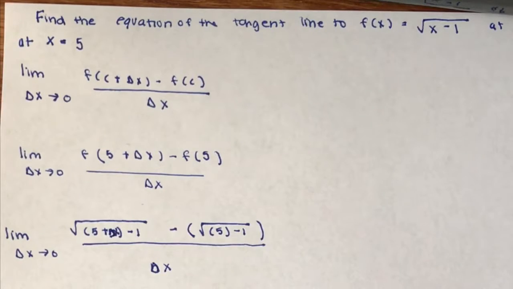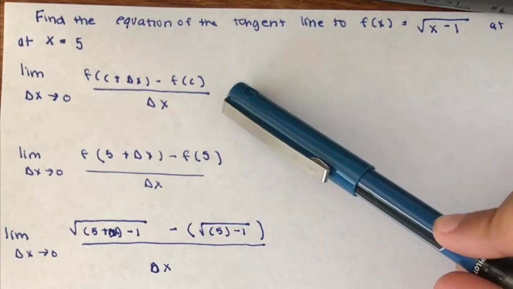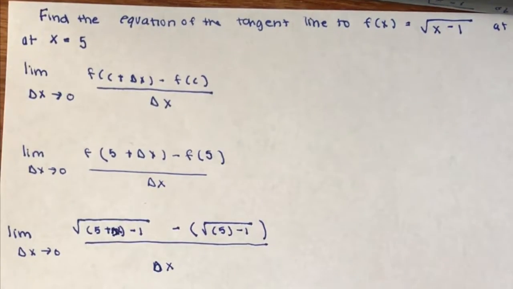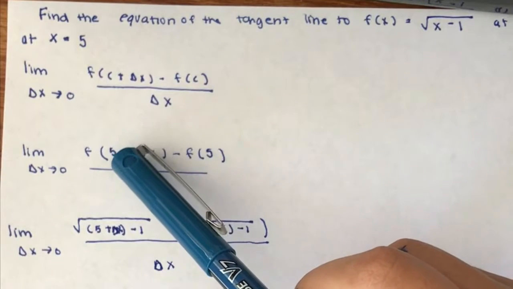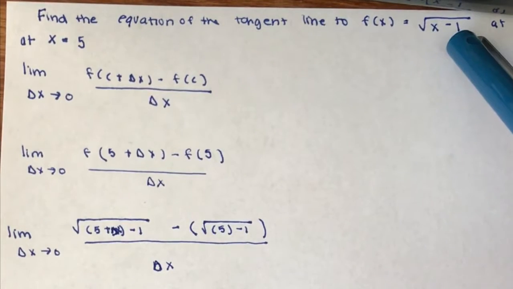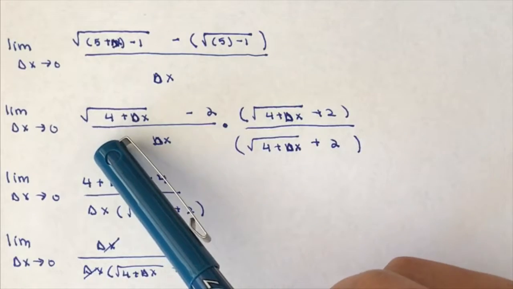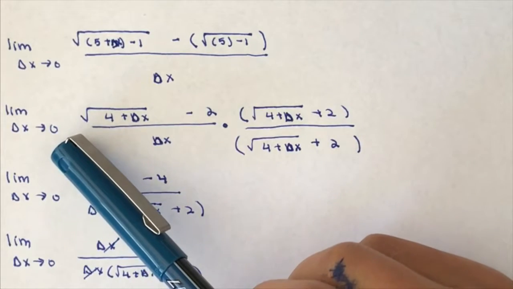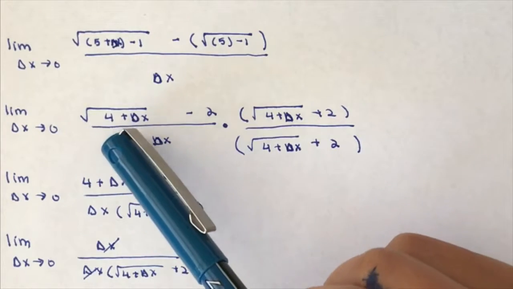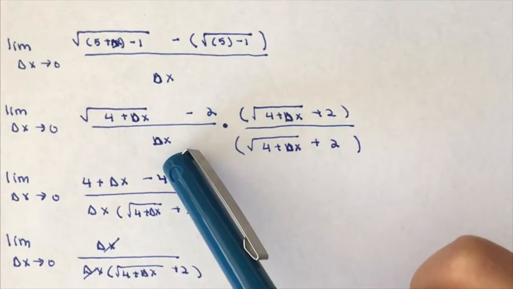So let's go ahead and do a practice problem. The problem is, find the equation of the tangent line to f of x equals square root of x minus 1 at x equals 5. So we're going to start with the generic equation and then plug in 5 for c because we're solving for when x equals 5. And then we're going to plug in these values to the original equation, and then we're going to simplify, and we're going to get the limit as delta x approaches 0 of square root of 4 plus delta x minus 2 over delta x.